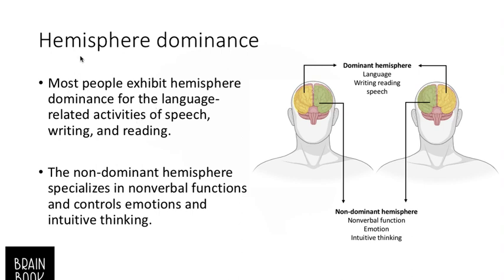We say that there is a hemisphere dominance. Most people exhibit hemisphere dominance for the language-related activity of speech, writing, and reading. For example, in these people, the right hemisphere is dominant, and in these people, the left hemisphere is dominant, as the dominant hemisphere is working for language, writing, reading, and speech. And how about the non-dominant hemisphere? It works for nonverbal function, emotion, and intuitive thinking, as we note here.